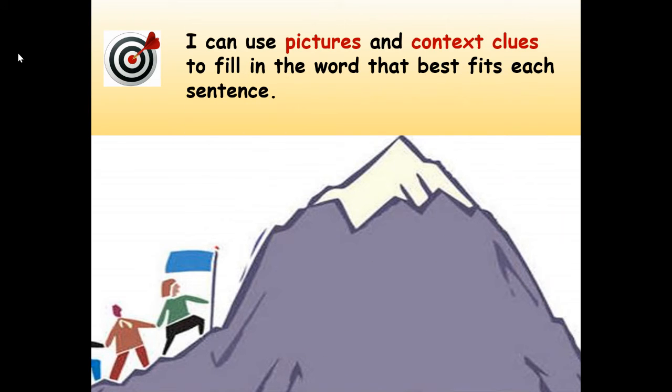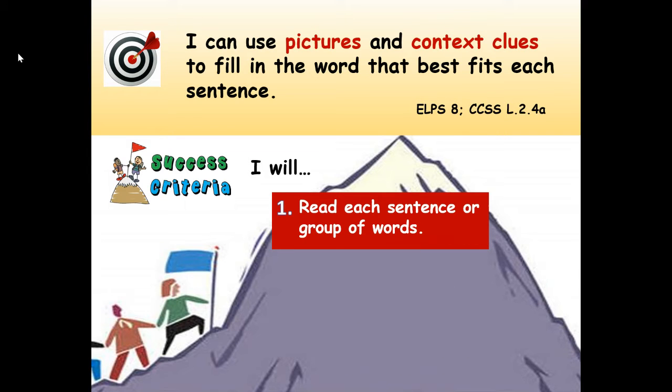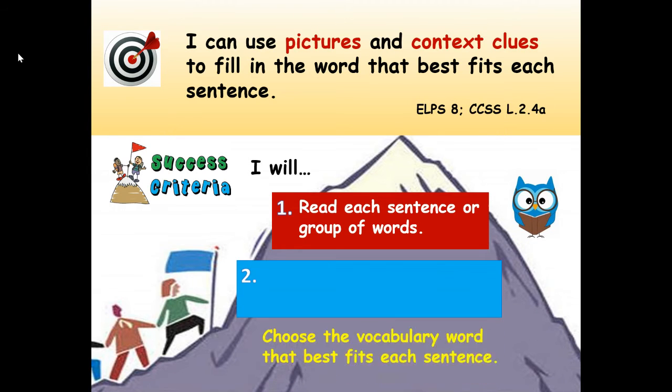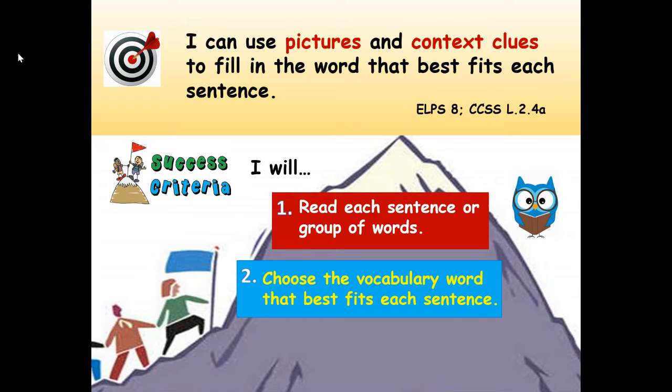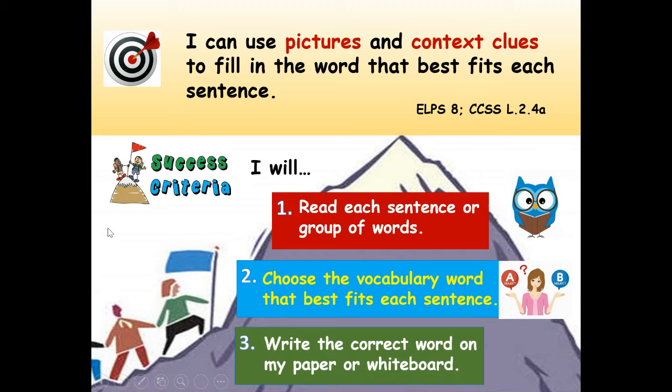So let's go over our learning target. I can use pictures and context clues to fill in the word that best fits each sentence. Success criteria, that means how will you know you're successful at using pictures and context clues to choose the word that best fits the sentence? Well, here are our steps to success. I will, number 1, read each sentence or group of words. 2, choose the vocabulary word that best fits each sentence. 3, write the correct word on my paper or whiteboard.